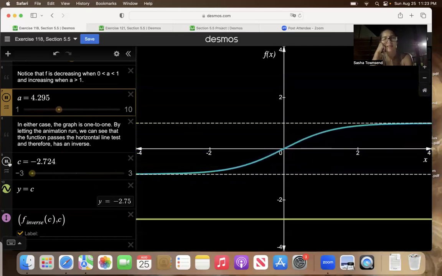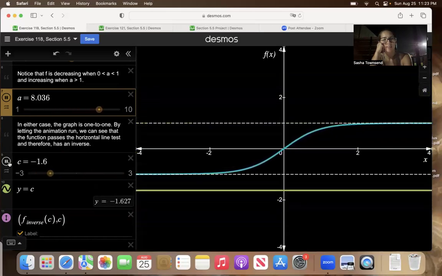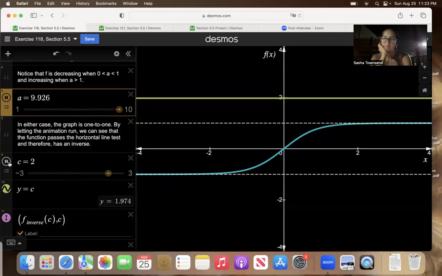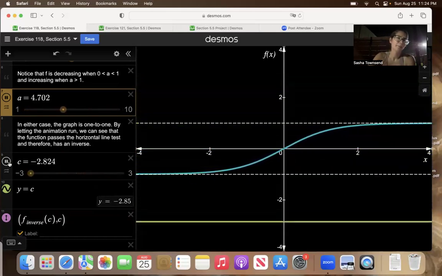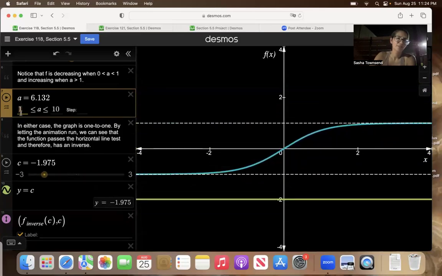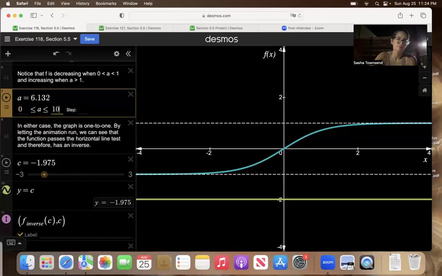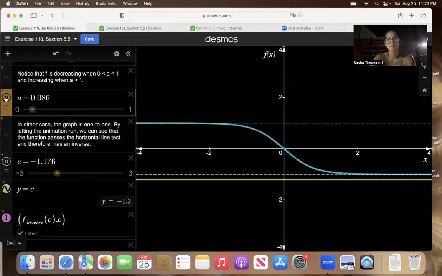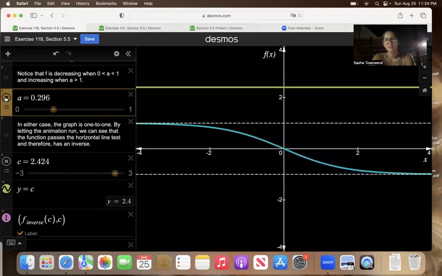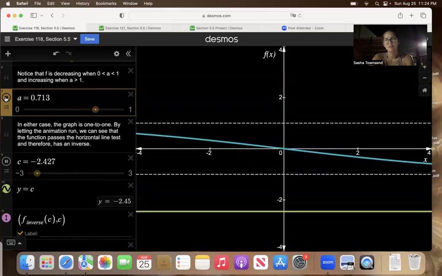But we could let a change, and we could let that horizontal line pass through the graph as well. But we see when the function is increasing the whole time, that horizontal line only crosses the graph once. Now, if our a is between 0 and 1 instead, we see when the function's decreasing, that horizontal line only crosses the graph once, at most once.